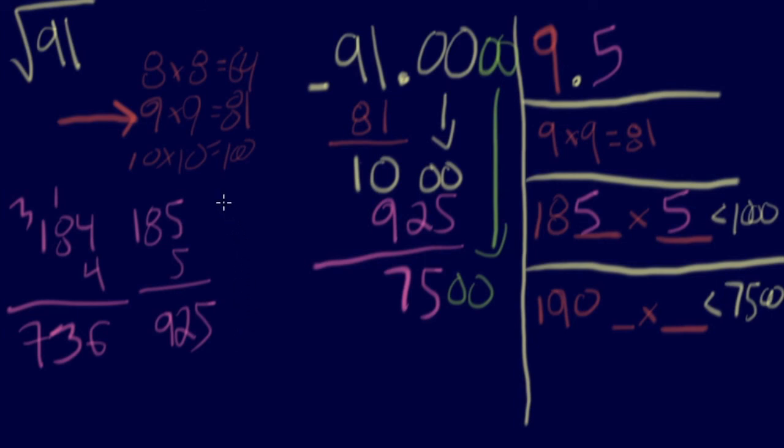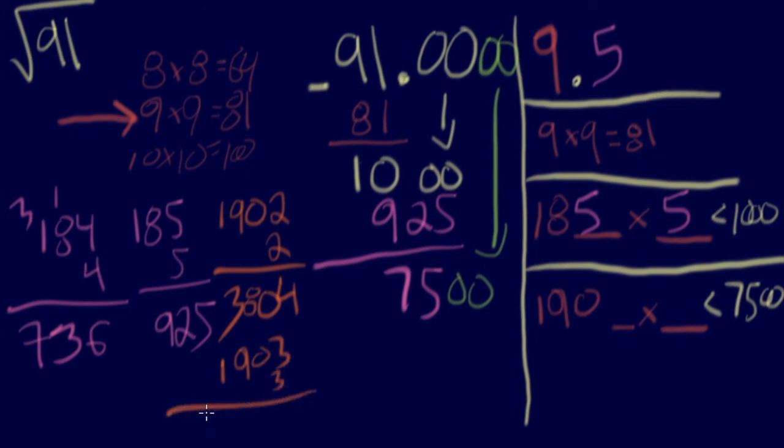So I would say maybe 1902 times 2. How much is that going to be? 3804. That's quite a bit less than 7,500. I think I can get a little bit closer than that. So maybe you tried 1903 times 3. Spoiler alert, this might be the number you're going for. So this is 5704, and that is the number that it's going to be.